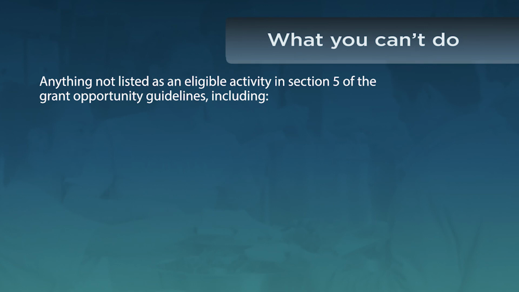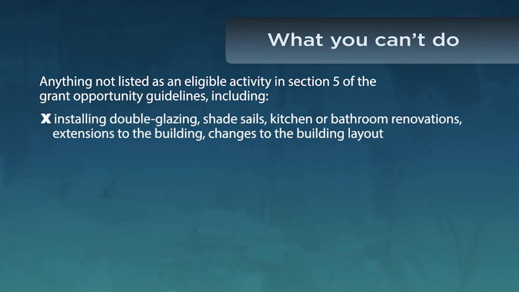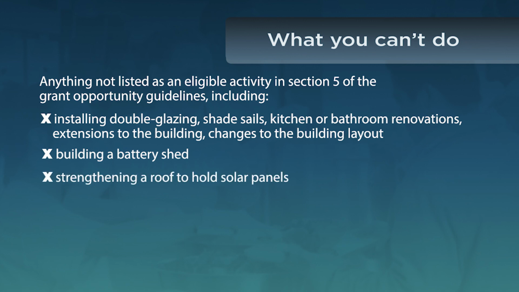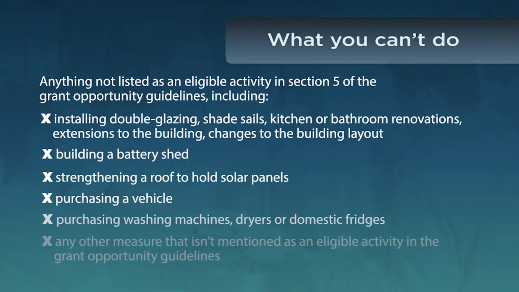The grants can only be used to fund the eligible activities listed in the Grant Opportunity Guidelines. Other activities can't be funded, even if they would help to save energy at your community organisation. Examples of activities that won't be eligible are installing double glazing or shade sails, kitchen or bathroom renovations, extensions to the building, changes to the building layout, building a shed to house batteries, strengthening a roof to hold solar panels, purchasing a vehicle, purchasing washing machines, dryers, or domestic refrigerators.